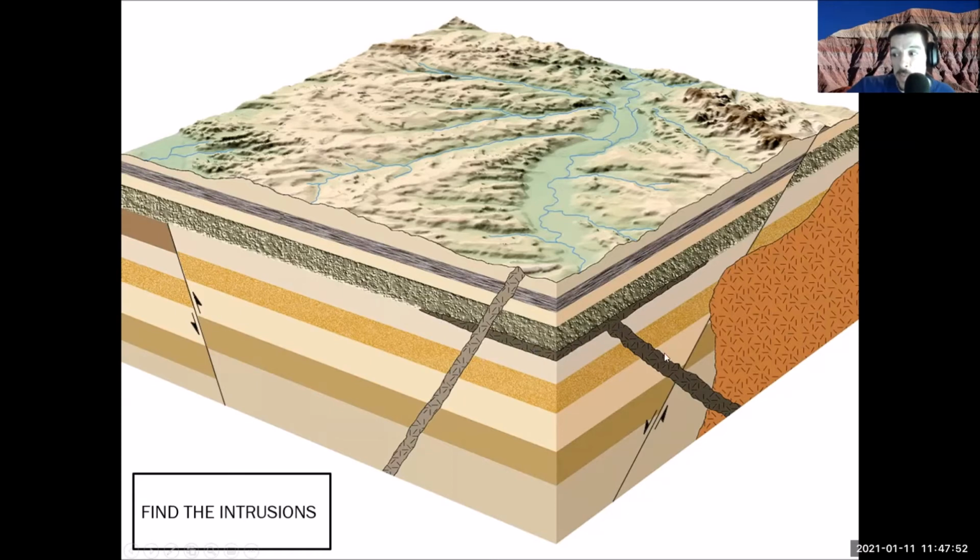That tells us that when this intrusion occurred, this was the surface. And this is where the lava flattened out on top of the surface. This gray intrusion is younger because it breaks all the way through and it keeps going to the new surface.